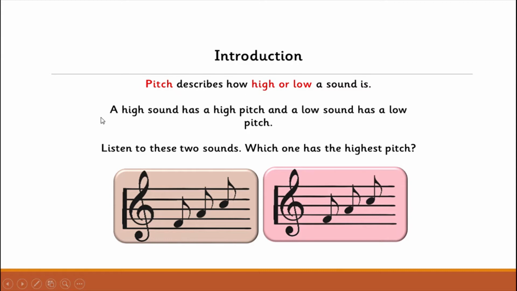Okay, so a pitch describes high or low sound. A high sound has a high pitch and a low sound has a low pitch. Listen again. Okay, so this is our higher pitch. Okay, it's higher, and our lower pitch is lower. Okay, those are our pitches.